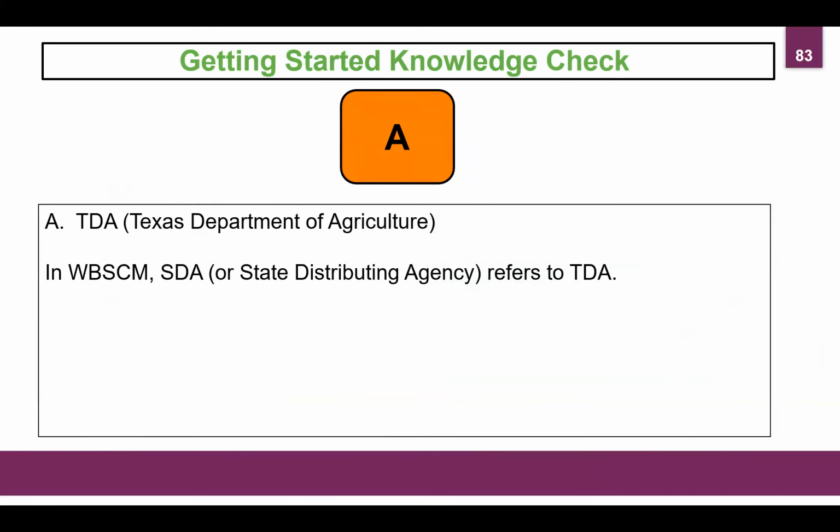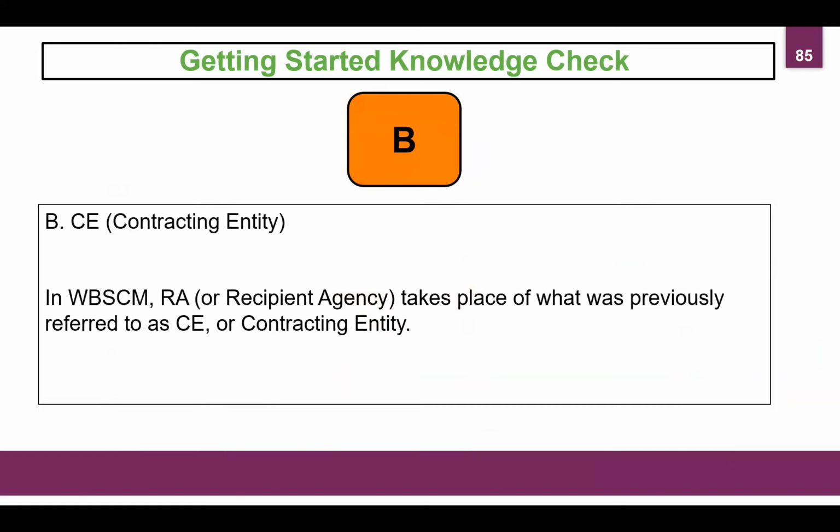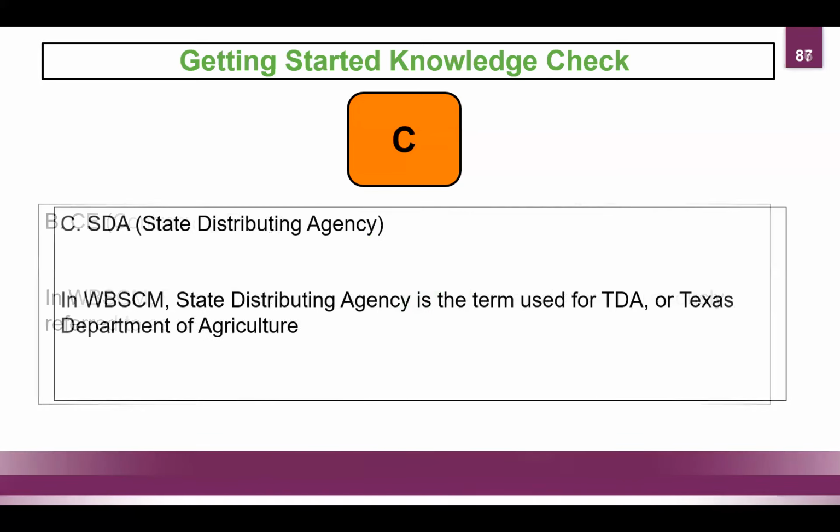So remember, TDA is now SDA, or State Distributing Agency. So it's not that one. CE is now referred to as a recipient agency. So that RA takes the place of the CE. So that is the correct answer. And just as a refresher, SDA is State Distributing Agency within WebSCM.